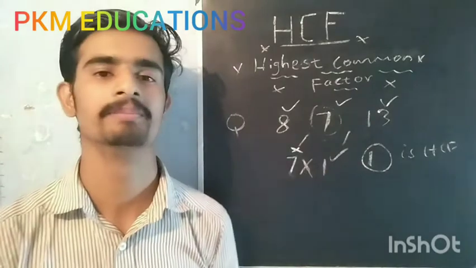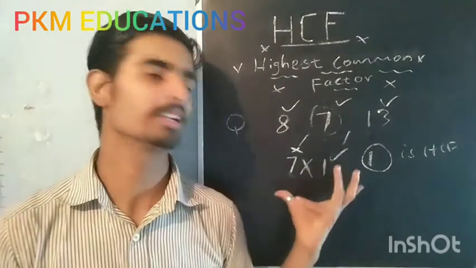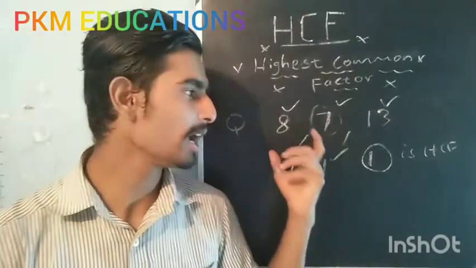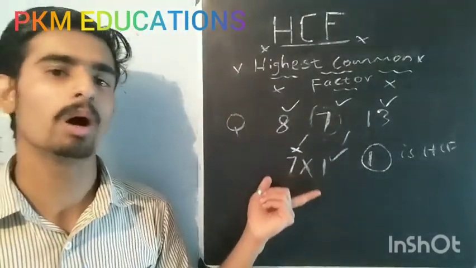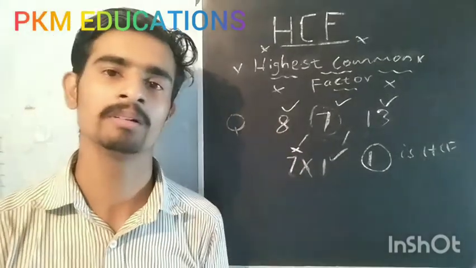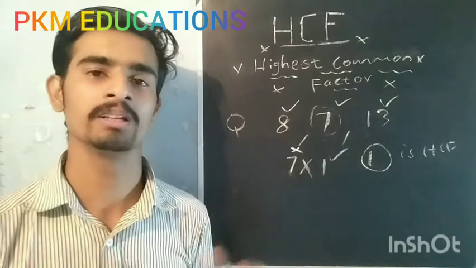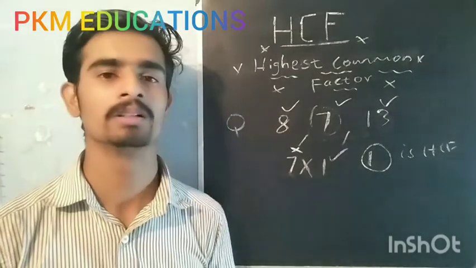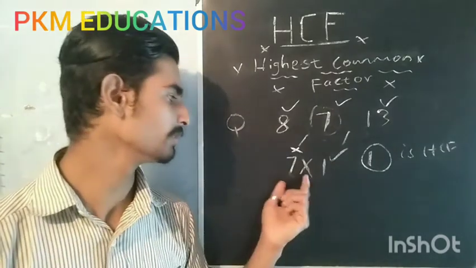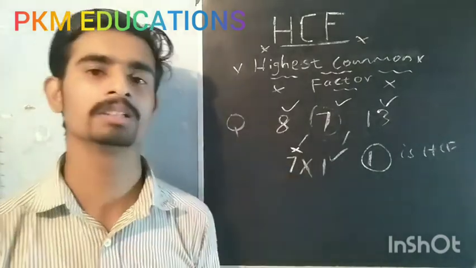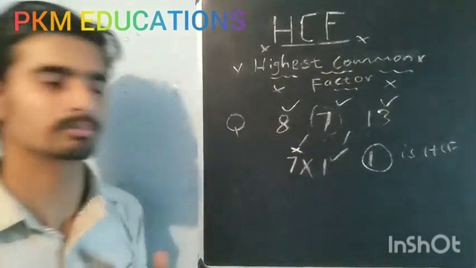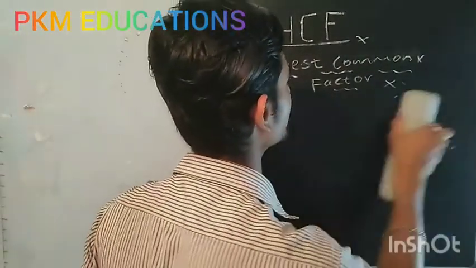This is the simple way. Hope you are understanding. If you didn't get the answer in the first step, you want to take the nearest factor of the smallest number. Then check the divisibility. If it is possible, that factor is the HCF of this kind of numbers. Hope you all understand.